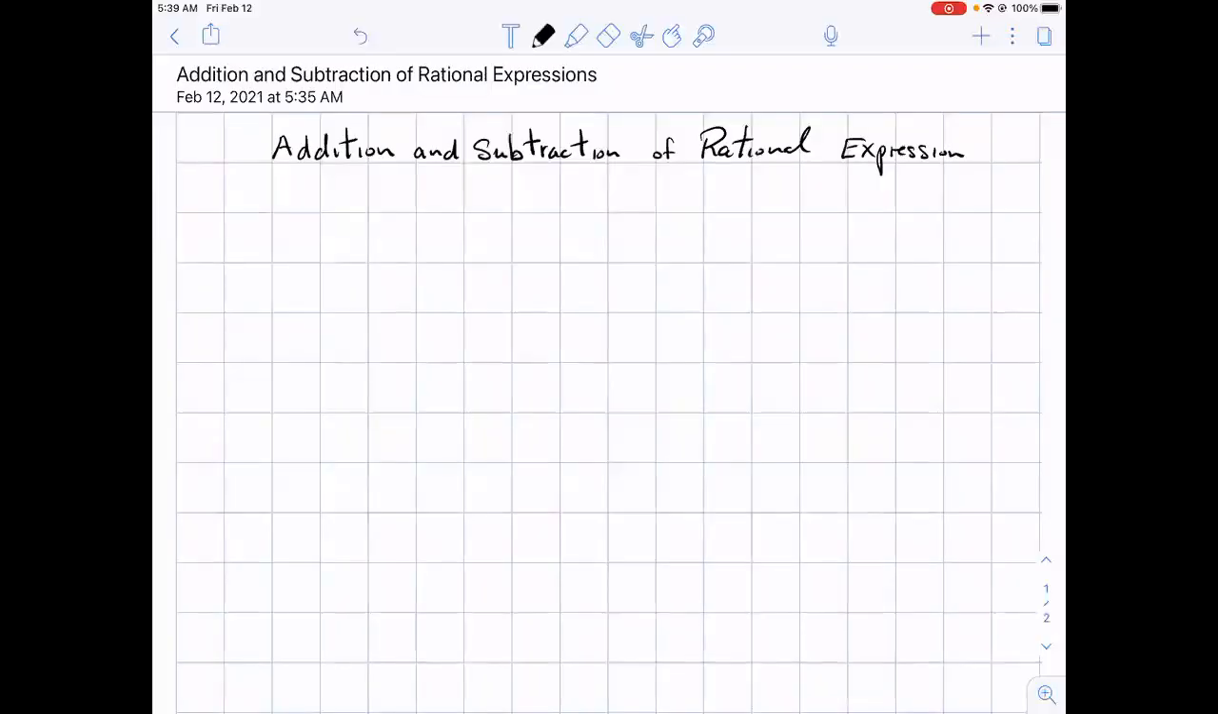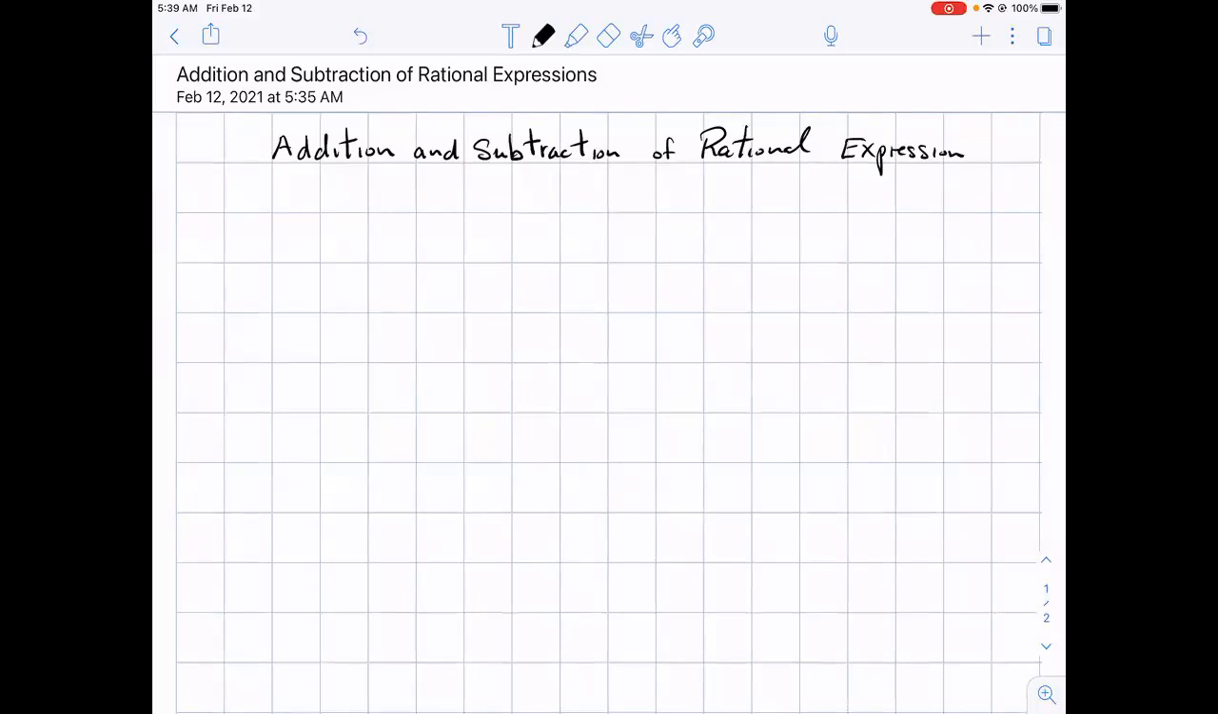Hello, in this video, we look at addition and subtraction of rational expressions. In the first part of the video, we'll be looking at adding and subtracting rational expressions with the same common denominator. And later in the video, we'll be looking at adding and subtracting rational expressions with different denominators.